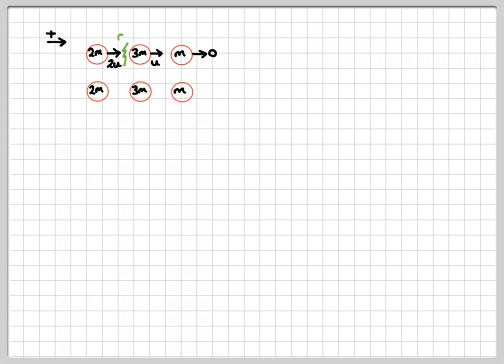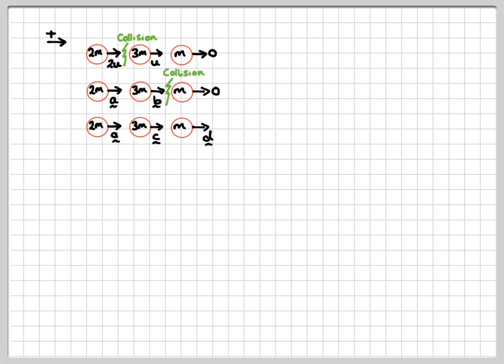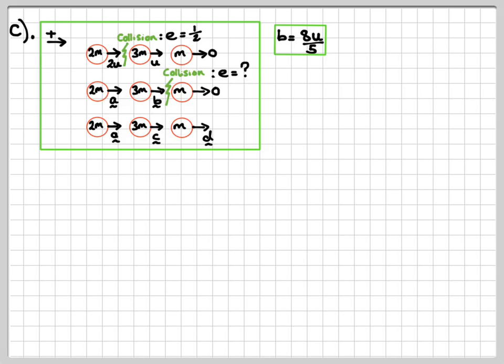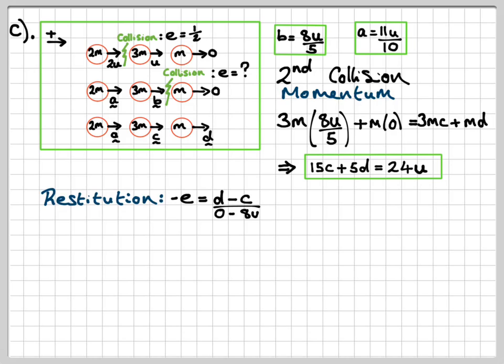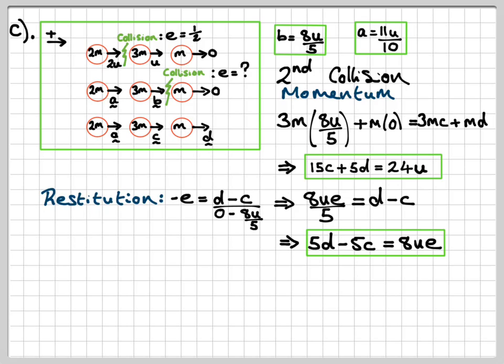I'm just going to do a diagram again, the same diagram as we started with, just for reference, and just recording the information that we found out so far. So what we're now going to do is consider this second collision. And again, we simply use the momentum equation, simplify that down as shown. We'll now use the restitution equation, simplify that down as shown.